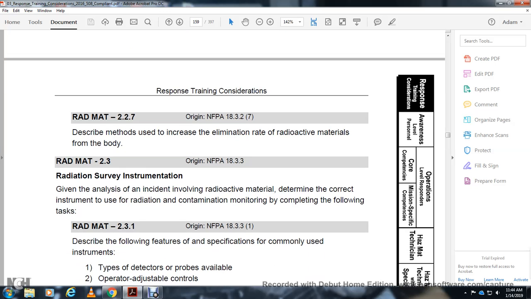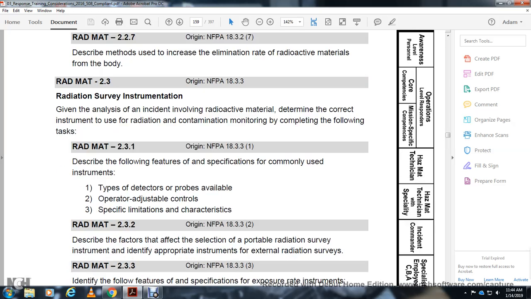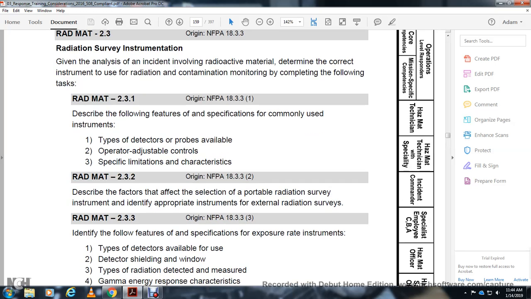Describe the following features of the specification commonly used on the instrument. Describe the detector probe with available operator adjustment control of the specific location. Describe the factors that affect the selection of portable radiation survey instrument. Identify the appropriate instrument for the external radiation survey. Identify the following features with the specification exposure rate instrument.